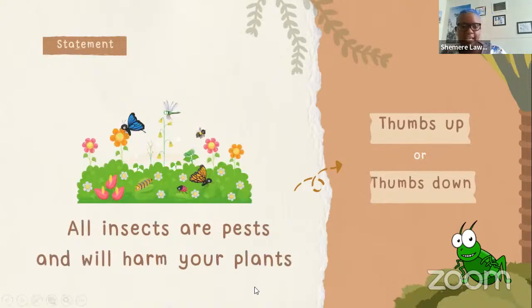Next one, all insects are pests and will harm your garden. Thumbs up for true, thumbs down for false. All insects are pests and will harm your garden. 1 thumbs down. Anybody else? All right, thumbs down is correct. Some insects are beneficial for your garden.